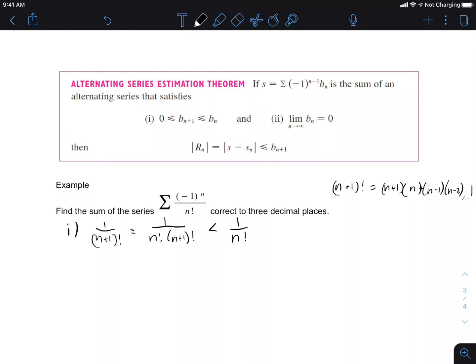So what I'm doing is showing that the n plus 1 factorial is going to have, I don't need that factorial there, sorry. It's just n. Yes, I do. I did it by composition.